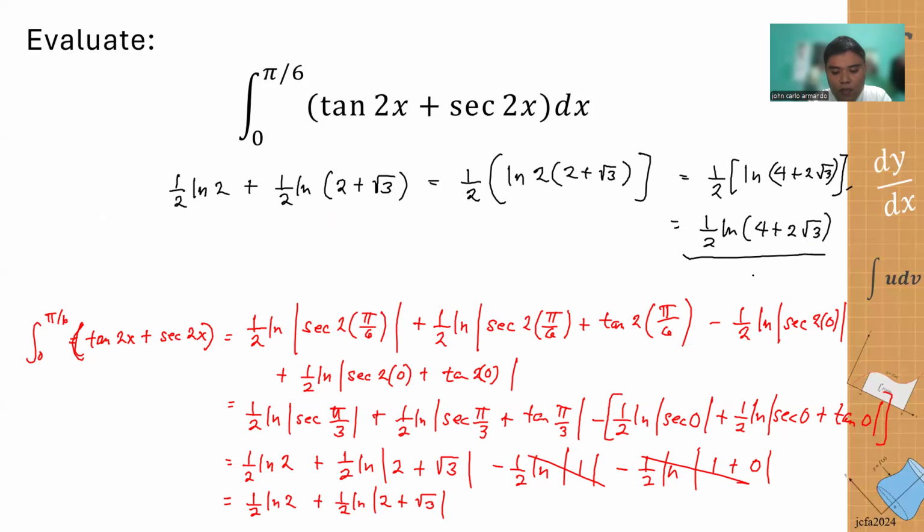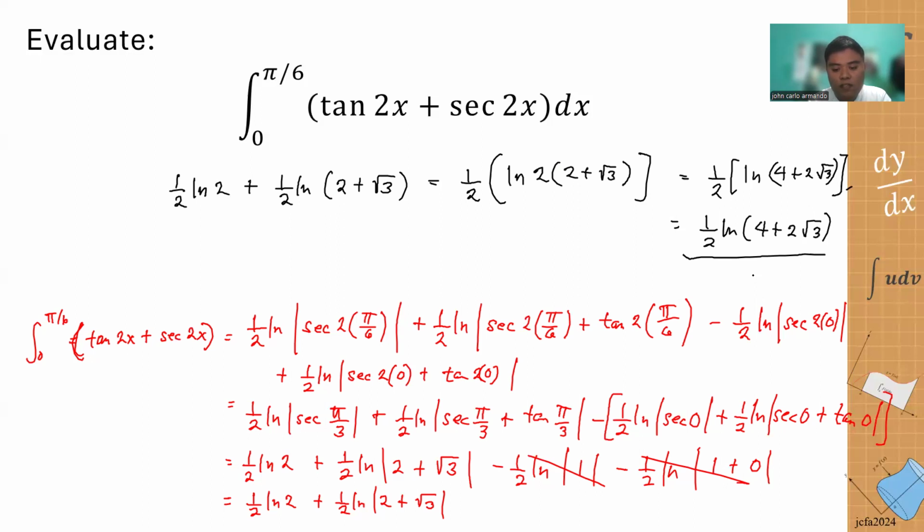So that's tangent 2x plus secant, that's 1 over cosine 2x, evaluated from 0 to pi over 6. Okay, so from 0 to pi over 6 of tangent 2x plus secant 2x.